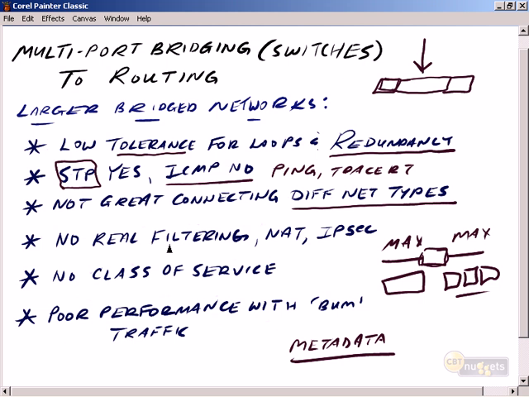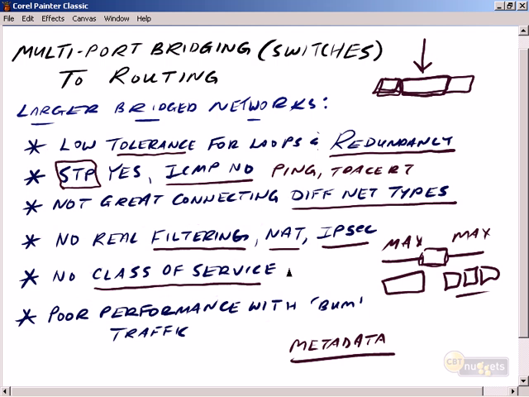There's no real great filtering features for security, things like IP security, doing network address translation. That's not really there in the metadata. You can't differentiate different types of traffic, right? This frame, it just simply knows I've just got a bunch of data. It doesn't know what type of data it's transporting.